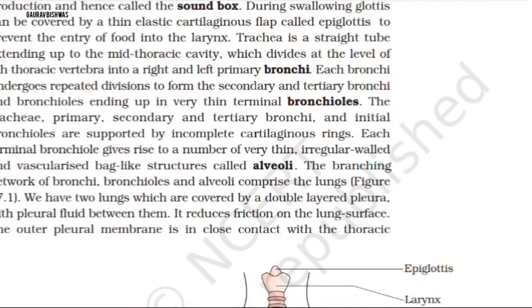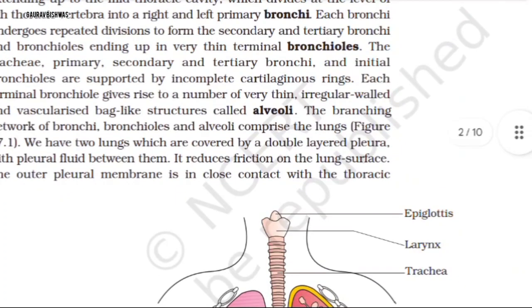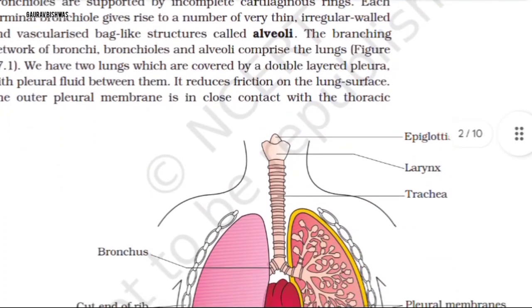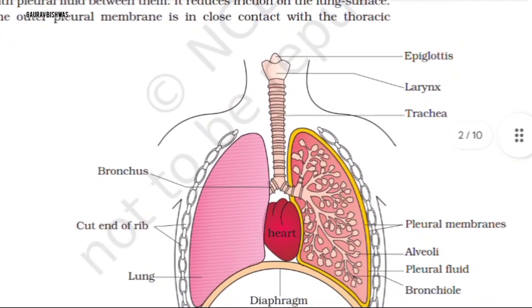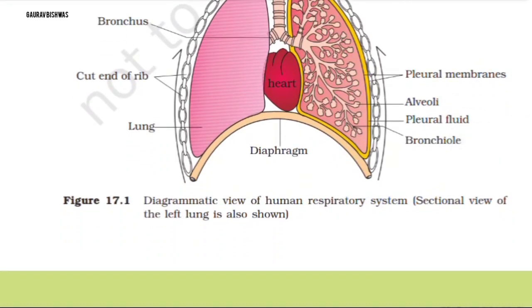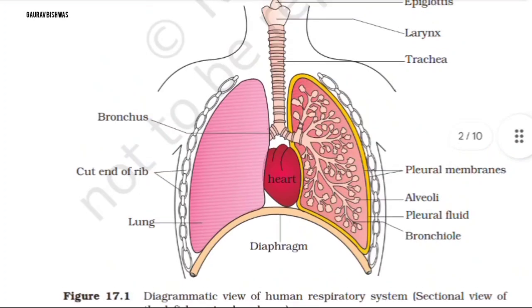In figure 17.1, we have two lungs which are covered by a double-layered pleura, with pleural fluid between them. It reduces friction on the lung surface. The outer pleural membrane is in close contact with the thoracic lining, whereas the inner pleural membrane is in contact with the lung surface. Figure 17.1, diagrammatic view of human respiratory system, sectional view of the left lung is also shown. You can see this figure here.